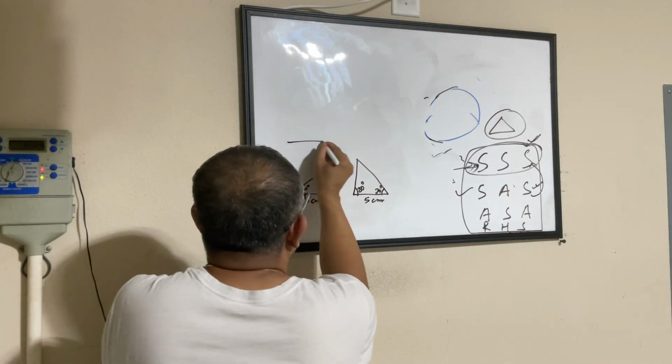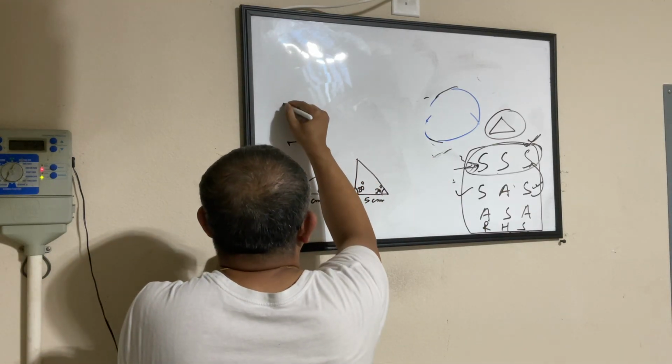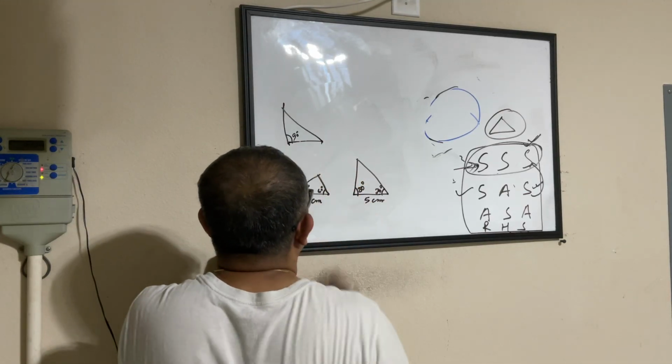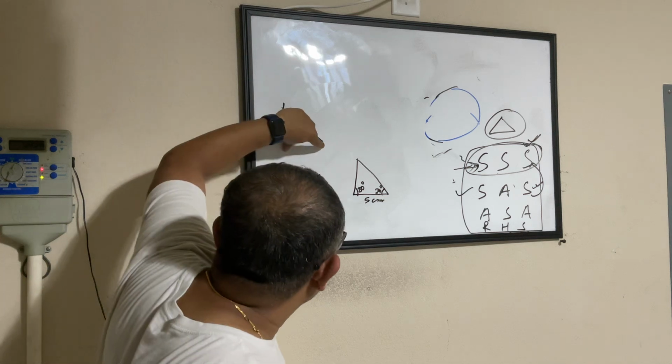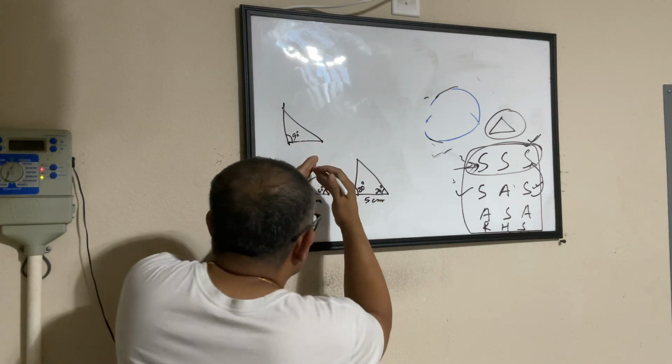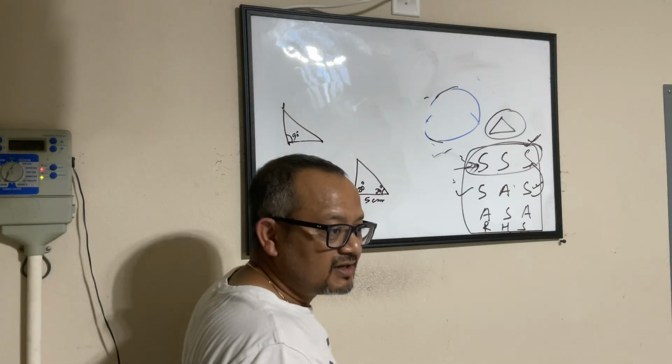Look at this. If I keep the same 5 centimeter, make a 90-degree angle here and join this. The base is of the same length here, but my angle changing is changing the length of the sides. Yeah?